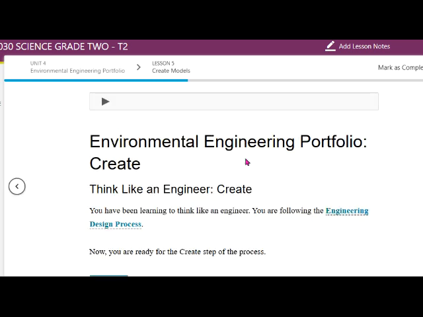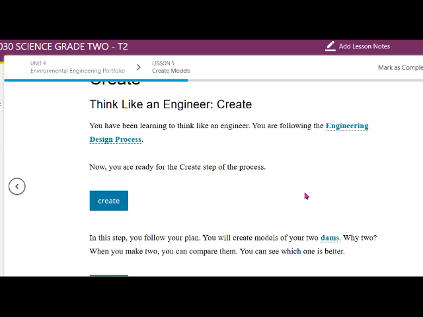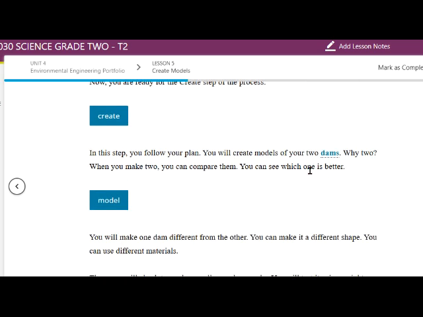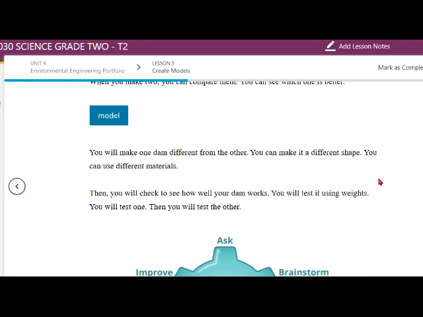You have been learning to think like an engineer, and you are following the engineering design process. Now you are ready for the create step of the process. In this step, you follow your plan. You will create models of your two dams. Why two? When you make two, you can compare them. You can see which one is better. You will make one dam different than the other.